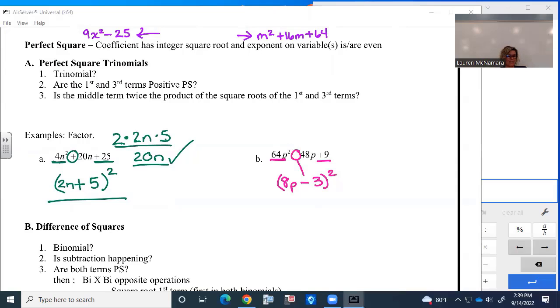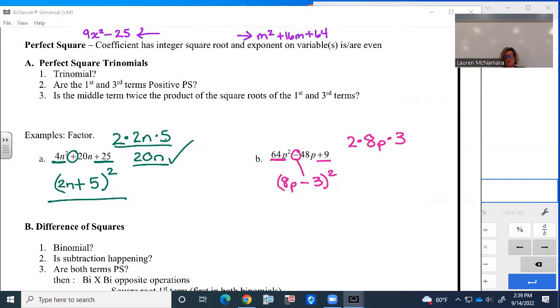So now I'm going to ask, is the middle term twice the product? We say 2 times the product of the square roots of the first and third terms. I already have those right here. So 2 times 8p times 3. You're not taking the sign right here. You're just figuring that part out.